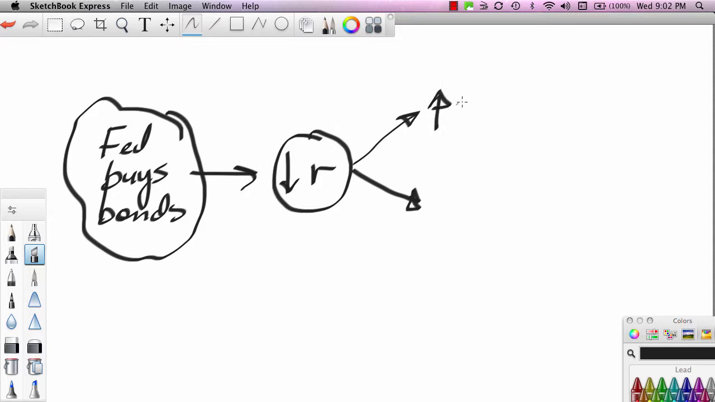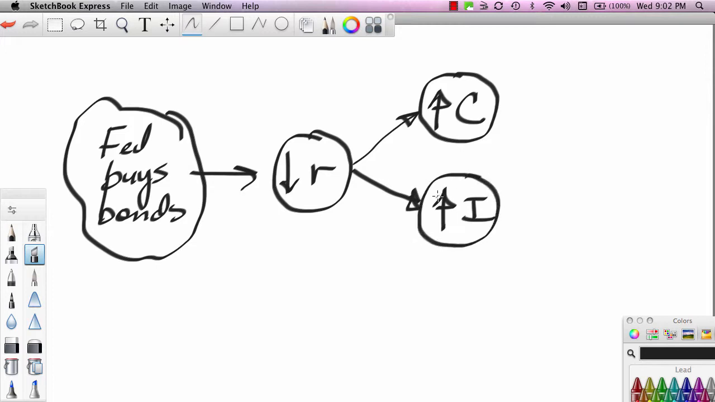That action is going to push up consumption. Consumption is household spending. Household spending will increase. That action should push up investment spending. Investment spending is business spending on capital goods and inventory. So lower interest rates tend to encourage households to borrow and spend. Lower interest rates tend to encourage businesses to invest, and the effect is greater spending. Well, what's that going to do? It's going to push GDP higher.